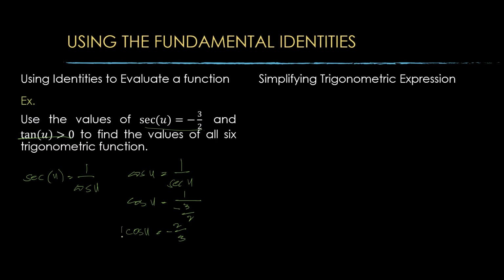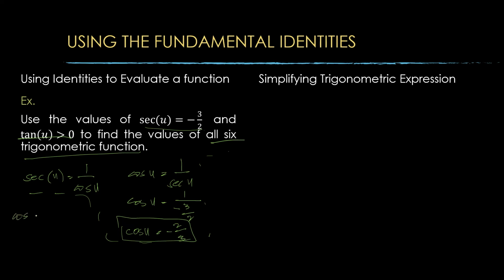Since we now have the value of our cosine being equal to this one, we are asked to find all of the 6 trigonometric functions. What are those? You have cosine, sine, tangent, secant, cosecant, and cotangent. You now have the value of your secant and cosine, so only four are left of the 6. Since you now have the value of your cosine, it's easy to find the other identities.